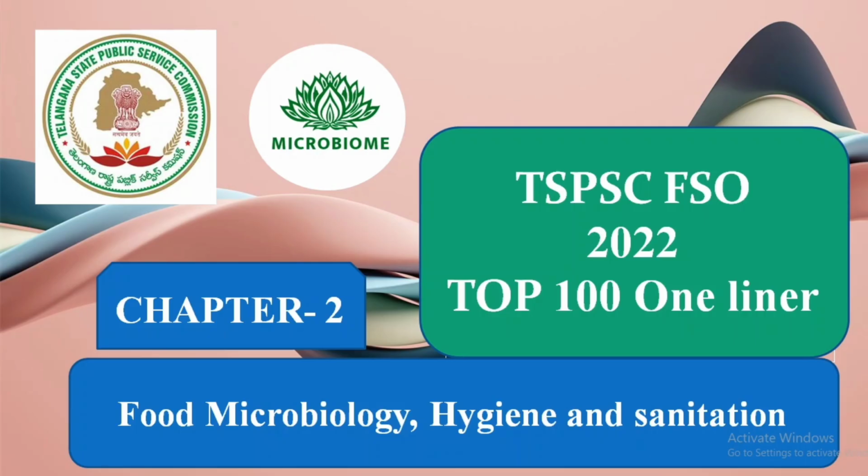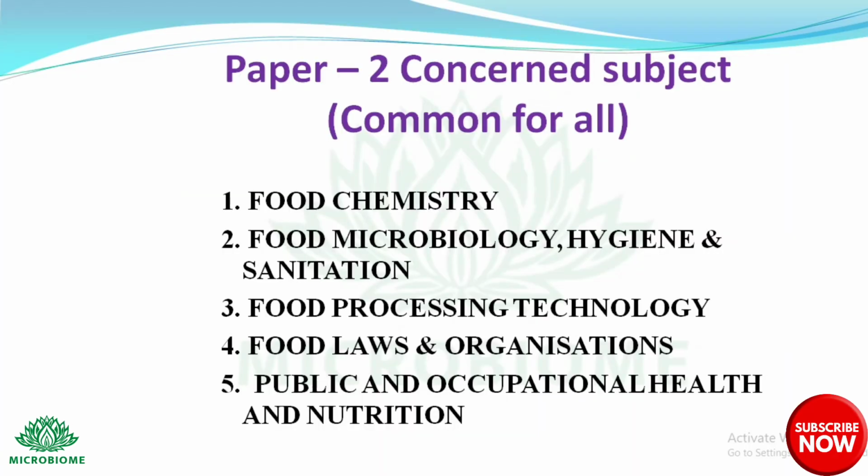Everyone, today we are going to discuss Chapter 2. Chapter 2 covers food microbiology, hygiene and sanitation. Before moving into the topic, let's see the syllabus. Food chemistry, food microbiology, hygiene and sanitation, food processing technology, food loss and organization, public and occupational health and nutrition.